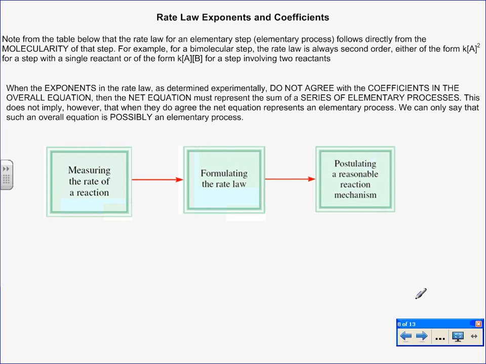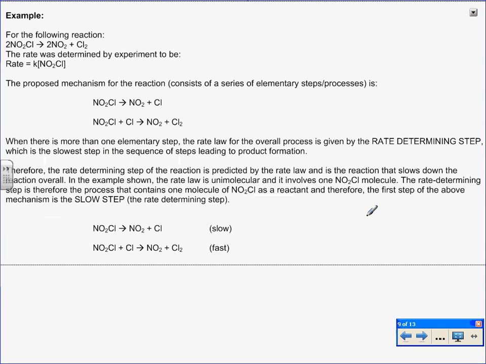So the connection is to the rate law. Okay, the rate law gives us information about what is called the slow step or the rate determining step of a reaction. Let's look at this example. In this example, we've got a reaction where 2NO2Cl reacts to form 2NO2 and Cl2. In studying this reaction, it was determined that the rate law is rate is equal to k times [NO2Cl], and it's first order in NO2Cl.